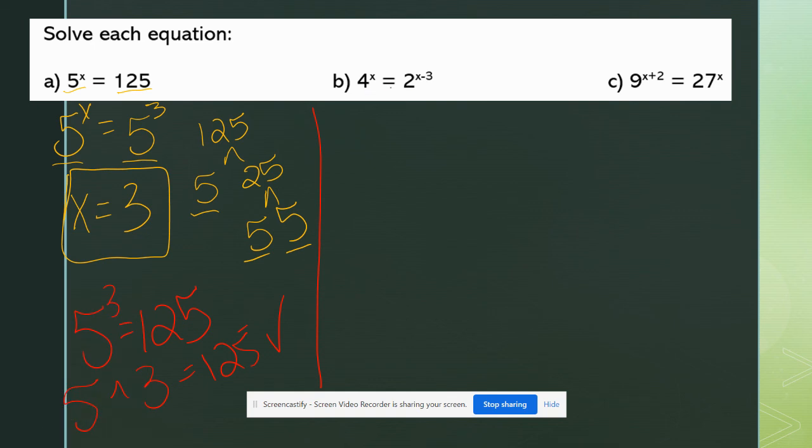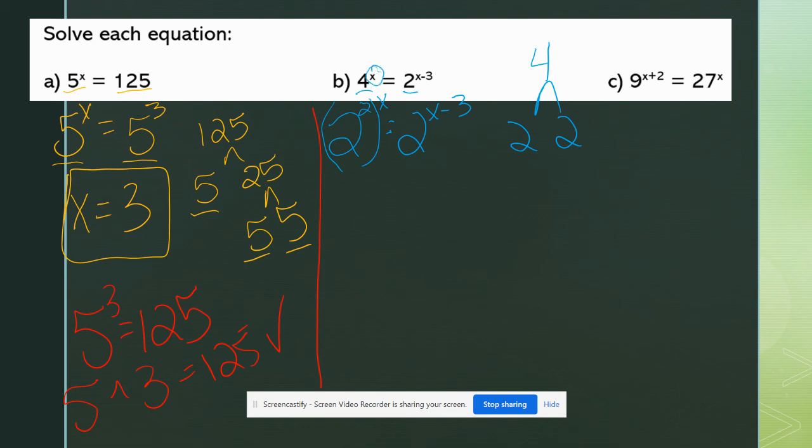Example B, 4 and 2 are my bases. You always have to go with the smaller one. So I want to say, okay, if I know that 2 is our smallest base, can I change 4 into 2 to some exponent? Well, 4 is 2 times 2, or 2 squared.